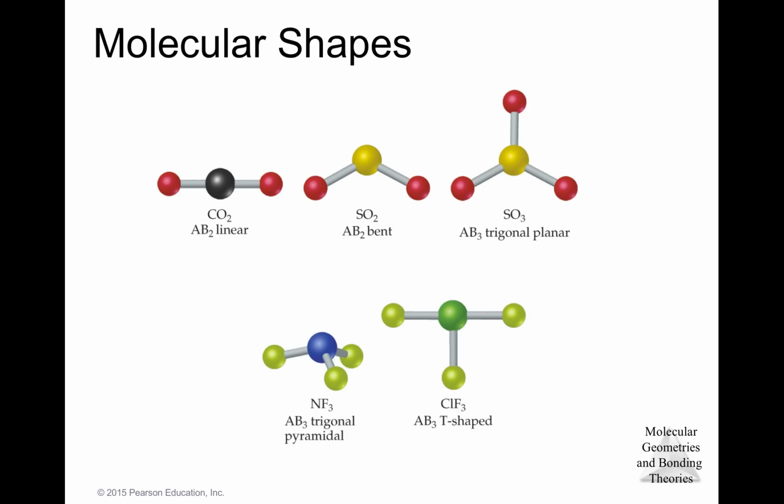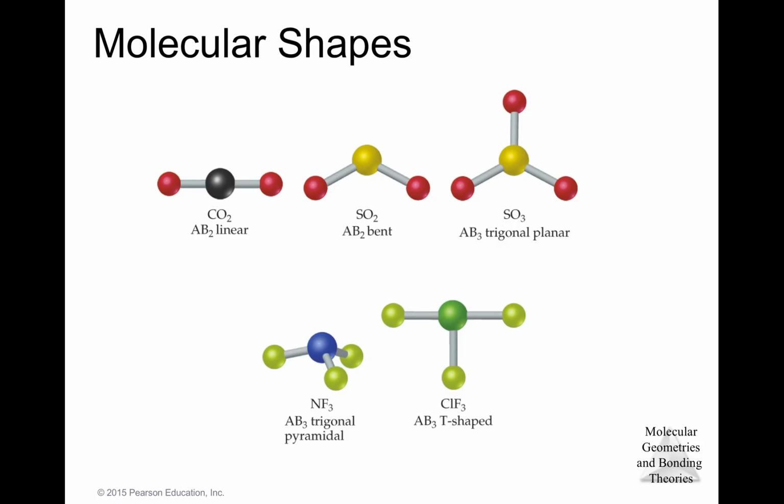This video is all about determining the shapes of molecules. So you can see a whole bunch of different shapes here on this slide. Various different molecules, CO2, SO2, SO3, NF3, ClF3, they all have very different shapes. Linear, bent, trigonal planar, trigonal pyramidal, T-shaped. There's just some examples of the various different shapes that molecules can adopt. So this video is all about determining what will be the shape of a given molecule.